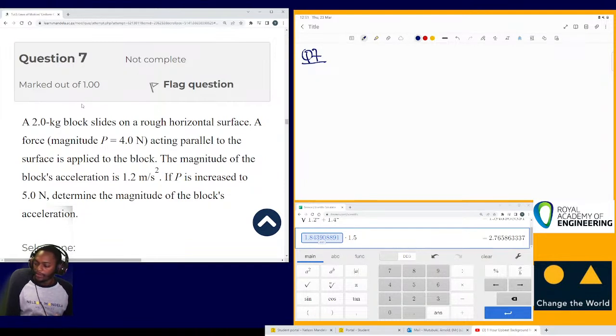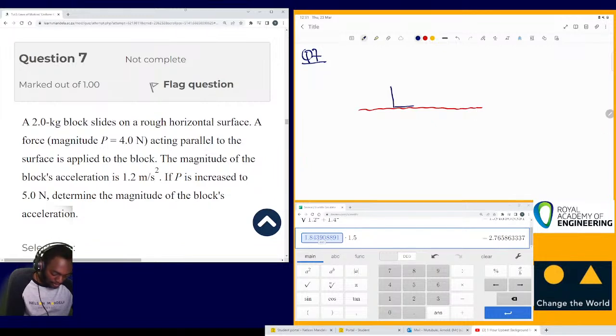Okay. So what do we need to do there? We are on a rough surface, so we can make a sketch. That is our rough surface. Then we have got a 2 kg block which is sliding on a horizontal surface.